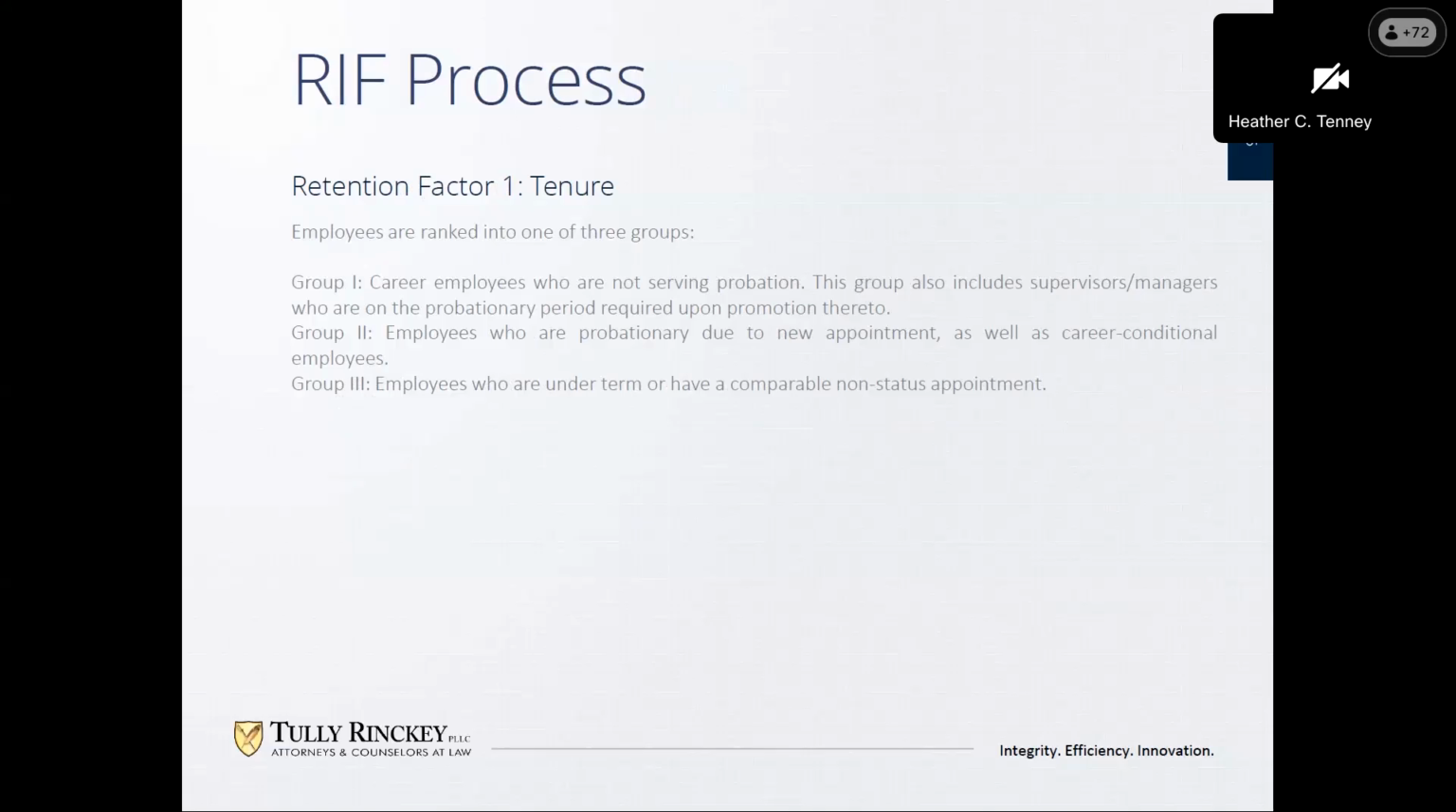Group one is career employees who are not serving probation. This group also includes managers or supervisors who are on a probationary period required upon promotion to that position. Group two are employees who are probationary due to a new appointment, as well as career conditional employees. Group three are employees who are under term or have a comparable non-appointment status.